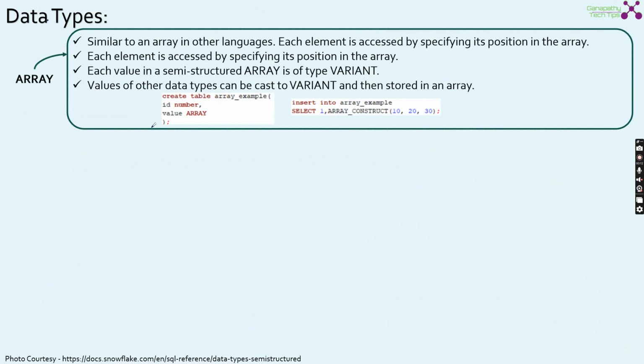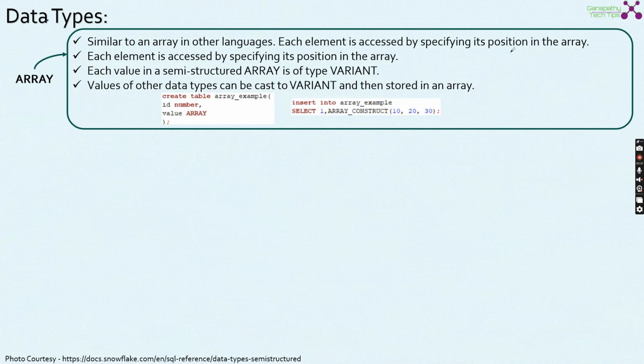Now we are going to look into the data types available within Snowflake which help us to store semi-structured data. First, we are going to discuss array. It is pretty evident if you are from a programming or computer science background, you must be aware of array. The same thing we can do using the array data type within Snowflake. It is similar to array in other languages.